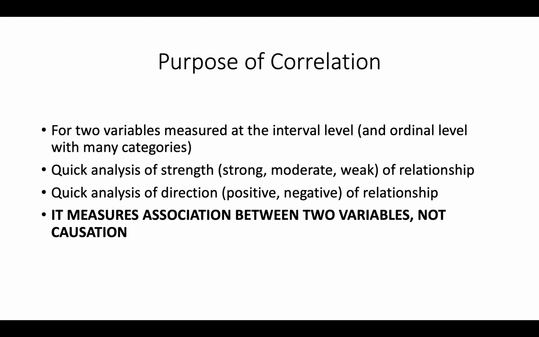Here's more detail on how correlations work. The calculation is intended for two variables measured at either the interval level or at a multi-categorical ordinal level. As a rule of thumb, at least a half dozen categories. The correlation calculation leads us to a quick analysis of the strength and direction of the relationship between the two variables. And we should understand a fundamental fact about correlation. It measures association, not causation, between two variables. All we can establish is a relationship, and we cannot determine if one variable is causing the other to be affected.